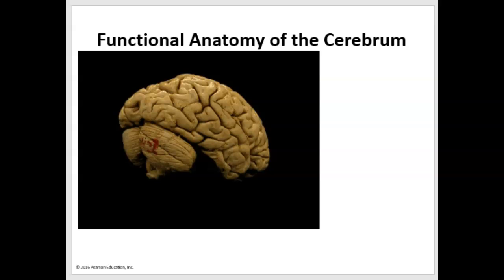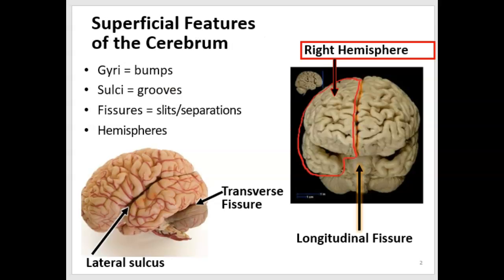This lecture is part of our Unit 3 on the nervous system. And in it, I will cover the functional anatomy of the cerebrum. We're going to begin with superficial features of the cerebrum.